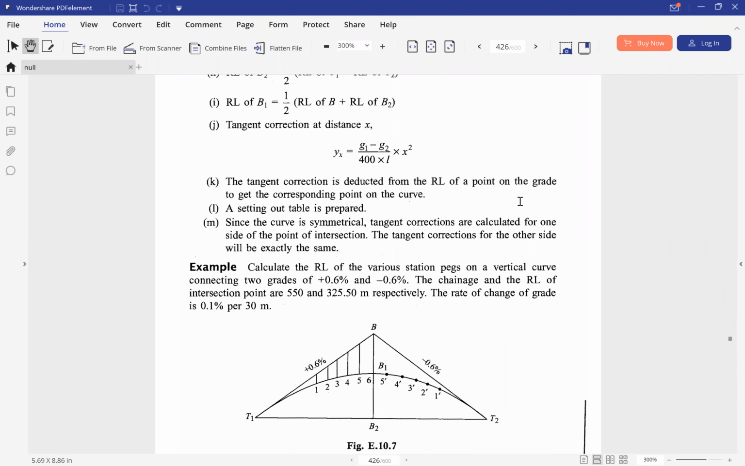Now let us quickly go through one of the examples. Calculate the reduced levels of various station pegs on a vertical curve connecting two grades of plus 0.6% and minus 0.6%, right? So these are the two grades. The chainage and the reduced level of the intersection point, that is point B, are 550 and 325.50 meters respectively. The rate of change of grade is 0.1% per 30 meter.